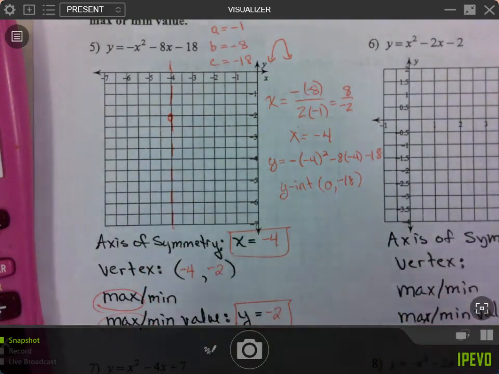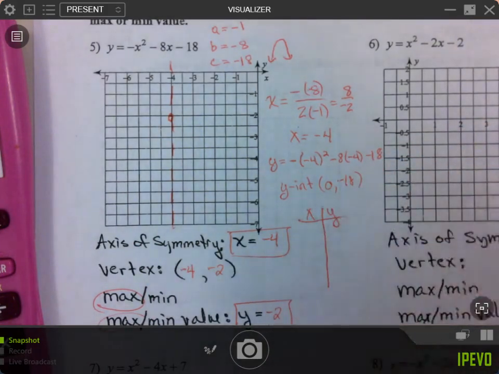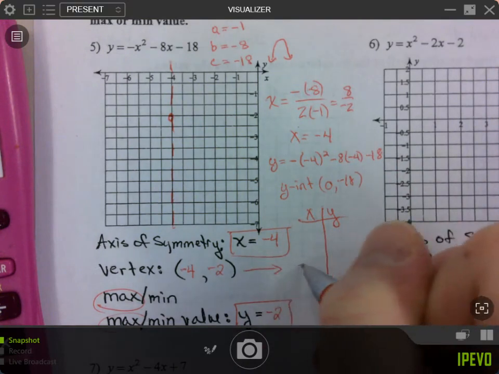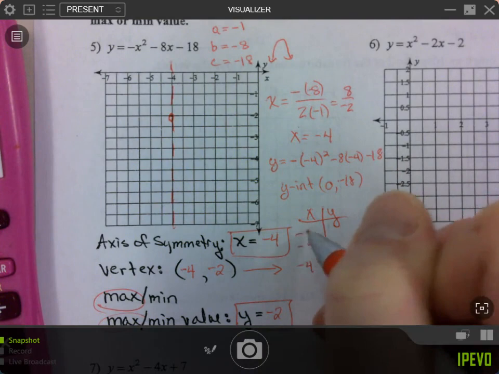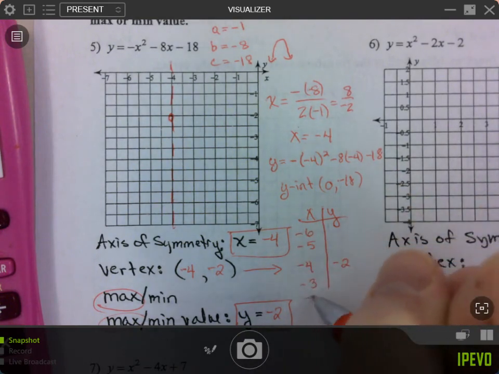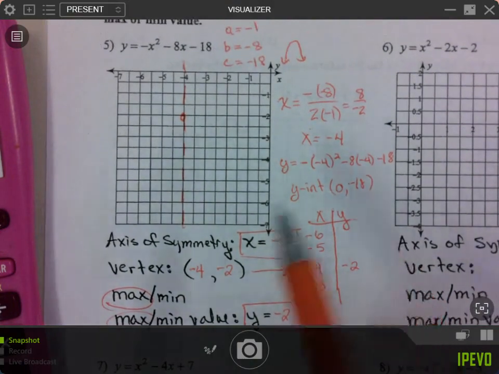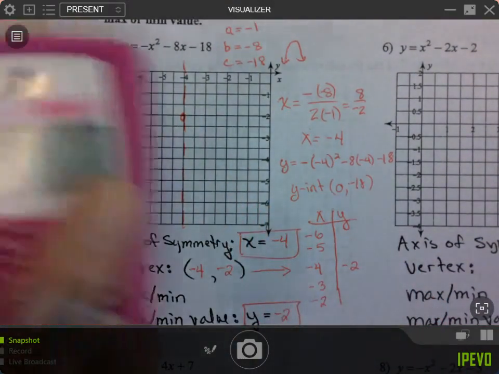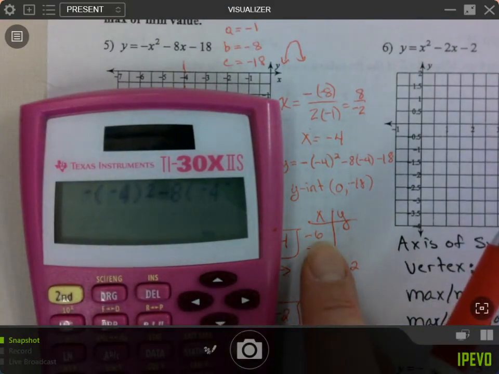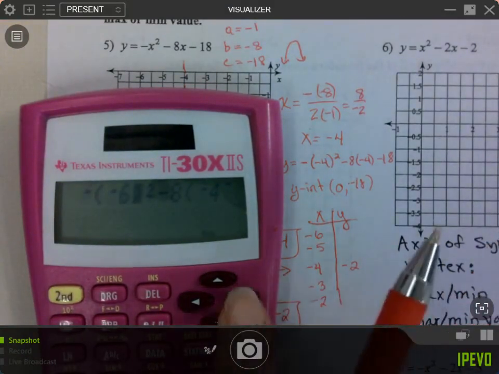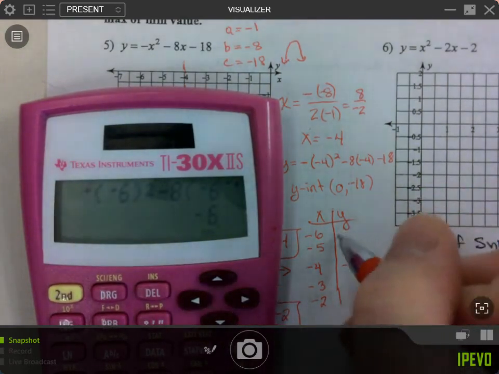That's too far off the graph. So how am I going to graph this? I'll make a t-chart. But rather than picking random numbers, you always put your vertex in the middle, and then you build around it with numbers like -5, -6, -3, and -2. If you pick random numbers, you might never get the other side of your parabola. Now, in my calculator, I'm just going to arrow back up, and I'm going to replace that -4 with the -6. Rather than retyping it and having an error, I can do that, and I get -6.